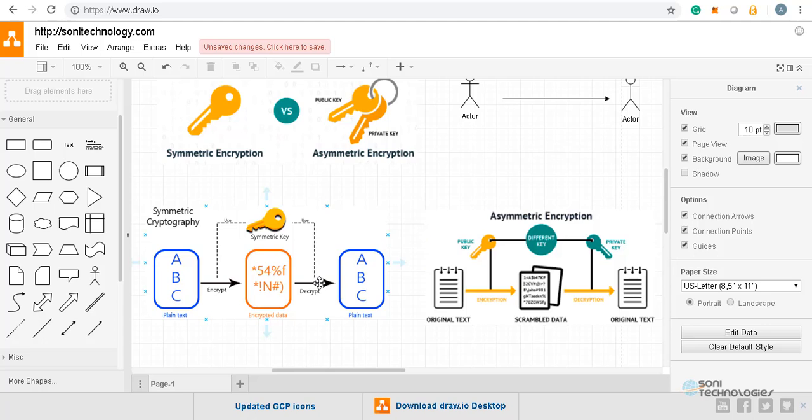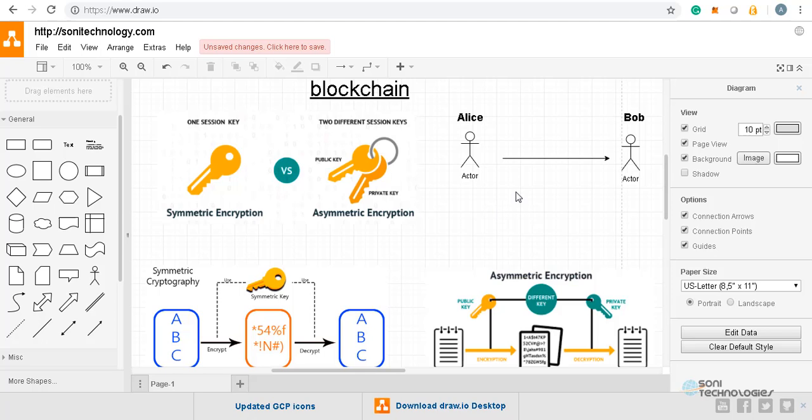Now the problem here is that while sharing the key with Bob, somebody can capture that key and start decrypting all the messages from Alice. So here we have a security problem. If anybody else comes to know about the private key, then they will start decrypting the messages.